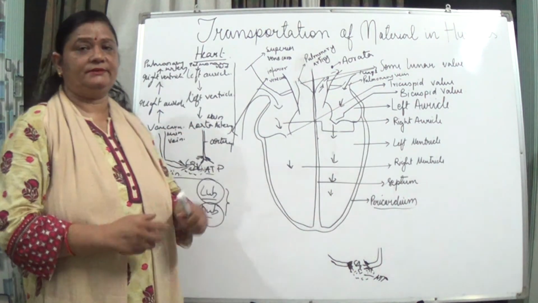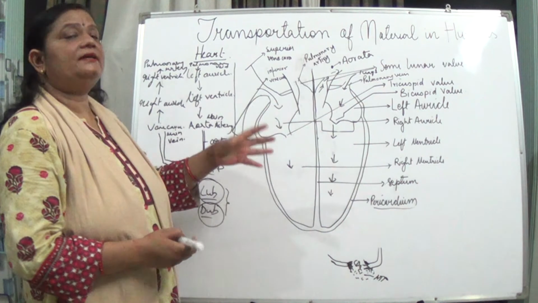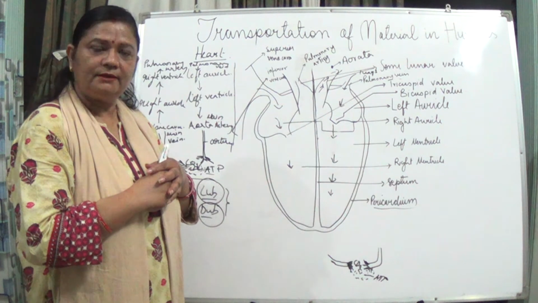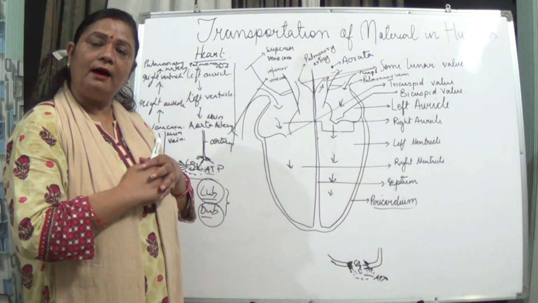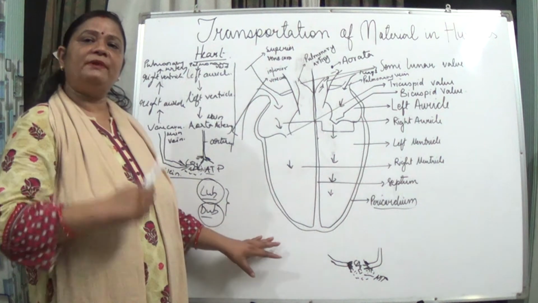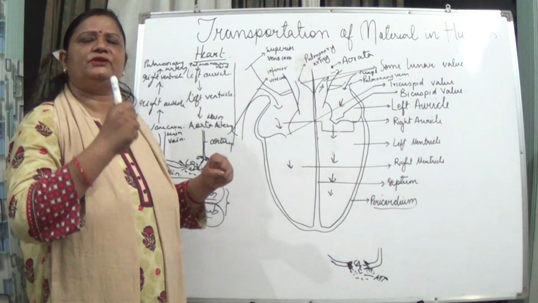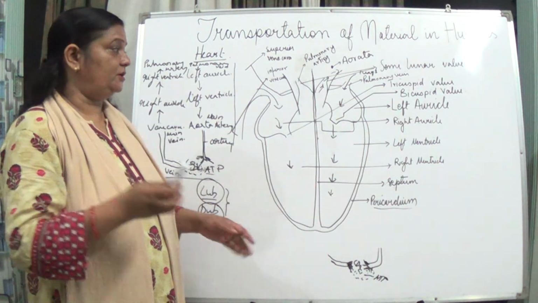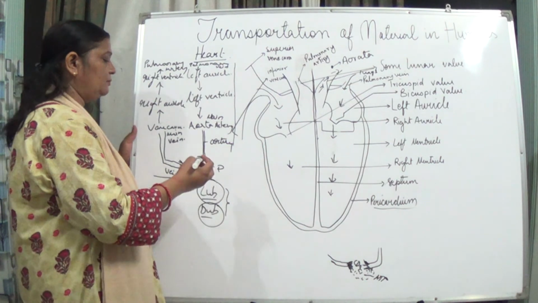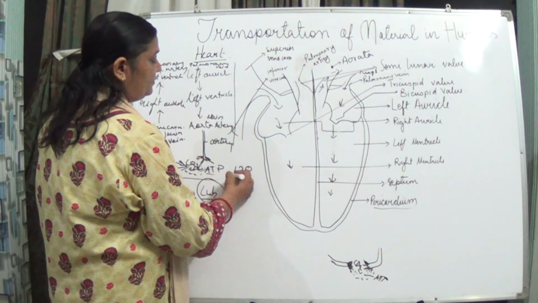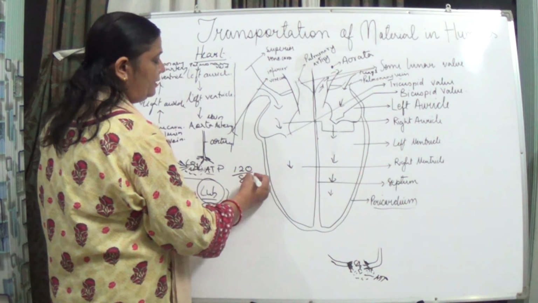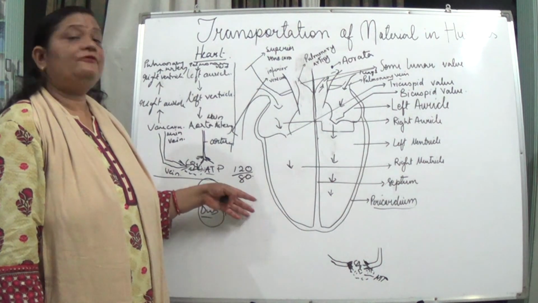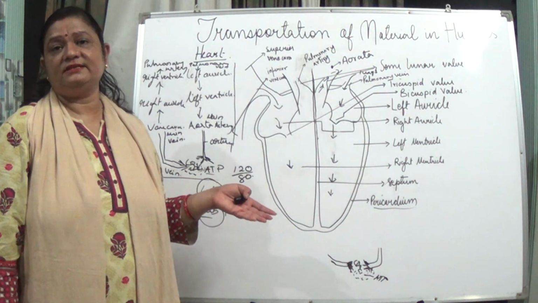Now, what are heartbeats? Heartbeats are the rhythmic contraction and relaxation of the heart. Then what is blood pressure? The pressure by which the blood is flowing in our blood vessels is known as blood pressure. What is the normal blood pressure of a human being? That is 120 upon 80. This is the normal figure, and if it is more or less, then it means there is an anomaly.